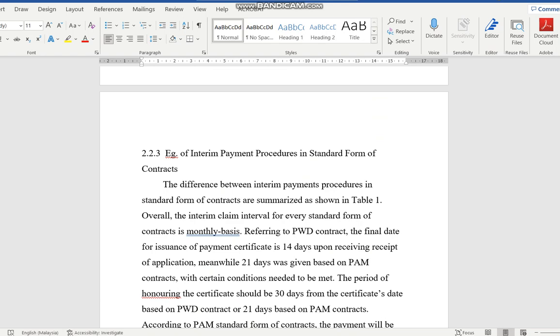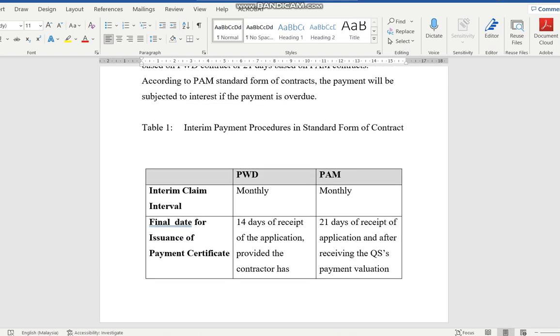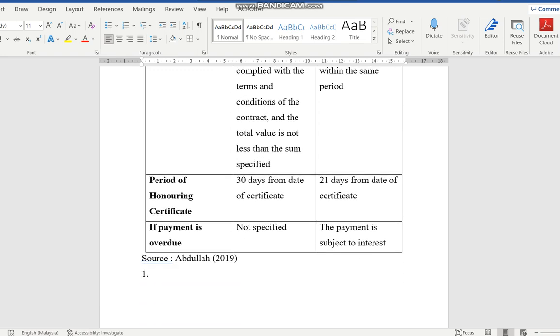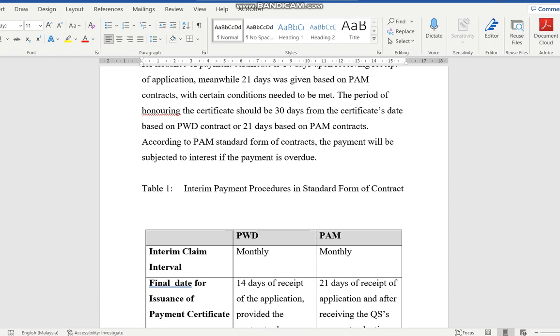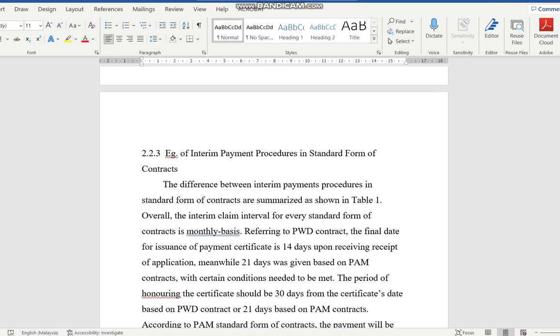All these dates here, we've got a few comparisons between PWD and PAM. Of course you can have an IEM contract, a CIDP contract, a JKR contract, JKR 203, but generally these relate to the private and public sectors. These are the two comparisons that I've made for you. You can see that these are the standard procedures that we need to carry out on our work side.